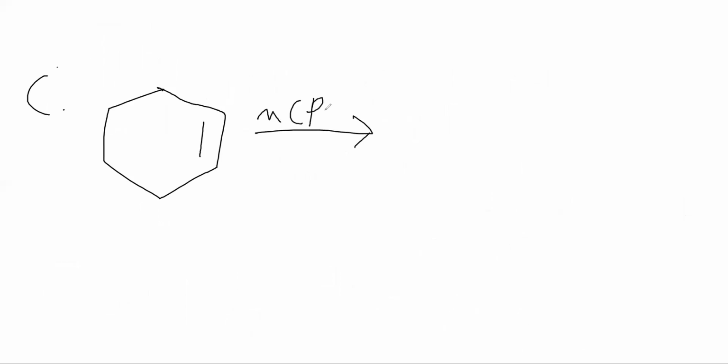So moving on to C. We're reacting with MCPBA in CH2Cl2, that's dichloromethane, which is just a solvent. Does anybody know what the product is when we react an alkene with MCPBA? Would you be creating an epoxide? Yep, it forms an epoxide.